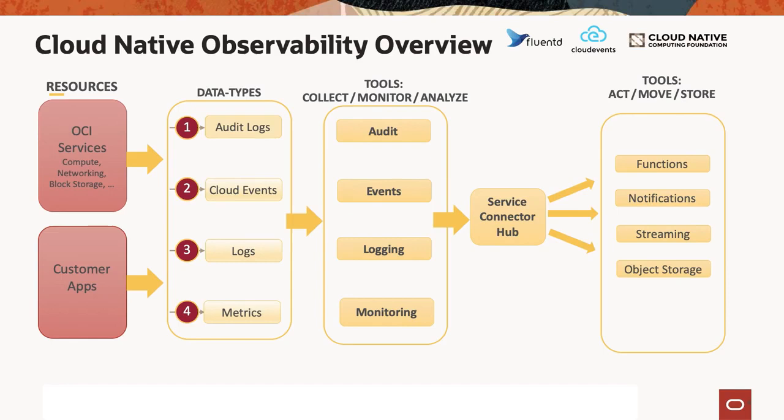But in general, when you actually want to go act, move, or transport these key data types, we have one common product that lets you do this. It's called Service Connector Hub. Service Connector Hub lets you go in and, for example, invoke a function or emit a notification or write those things to a stream. But regardless if it's Audit or if it's Events or if it's logging, there's one common interface where you're able to move all this. So if we step back at a high level, again, you have resources that are running in OCI, you have your own applications, they all emit critical data types, and we have key tools that allow you to collect, monitor, and move and take action on all of these things.